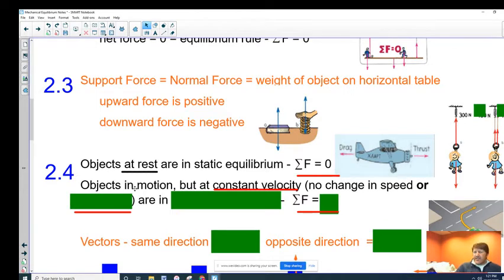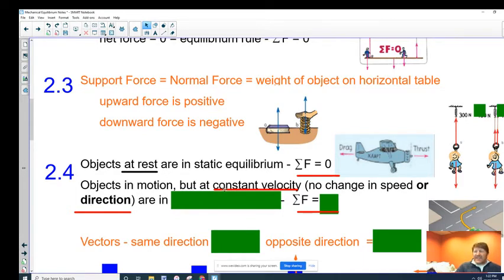This one here is a little bit more confusing. Objects in motion, but at constant velocity. Right there again, code word: constant velocity. Remember that velocity is a vector quantity. If it's a vector, it has both magnitude, your speed, and direction. So if it's traveling at a constant velocity, there is no change in speed or direction. Super important that you understand that.